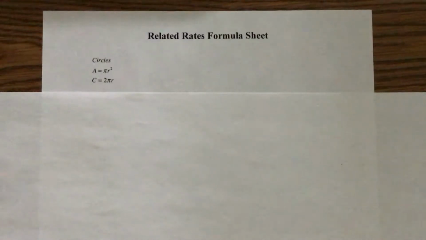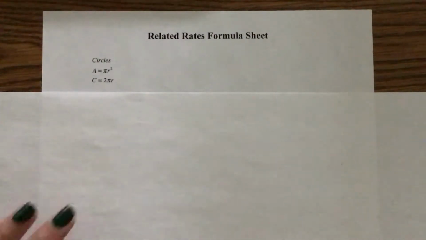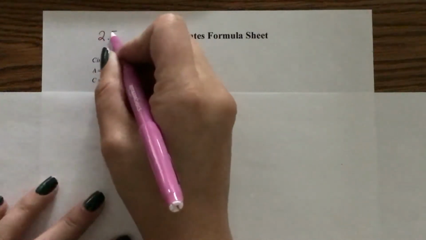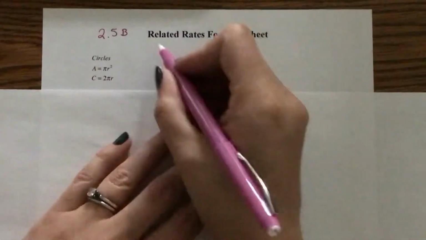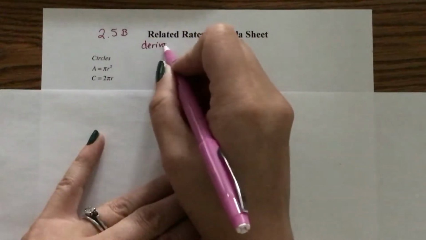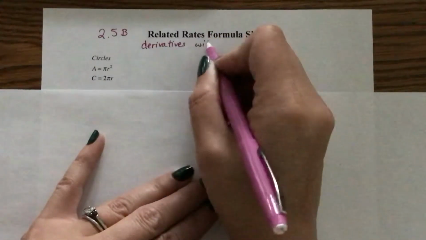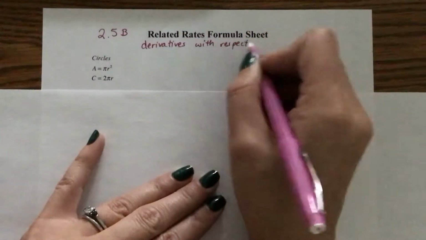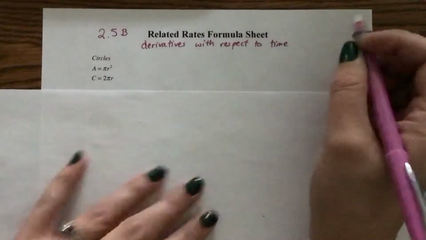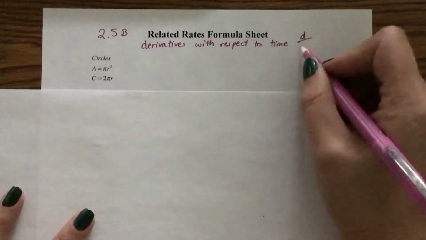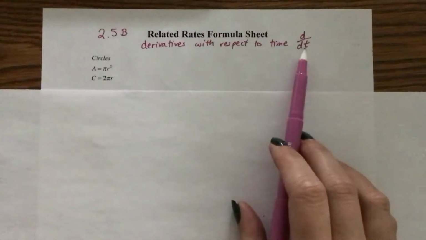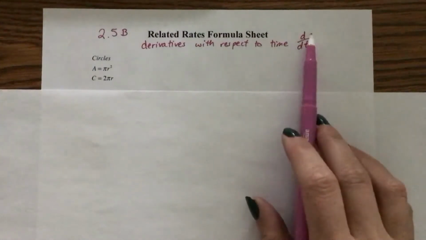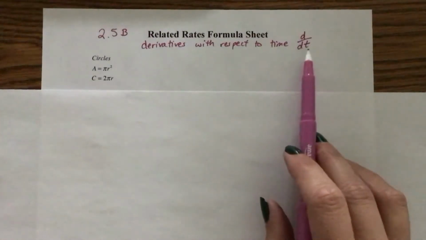But related rates, those formulas work so well with section 2.5, so this is going to be our 2.5b video. We're going to be taking derivatives with respect to time. So instead of d dx, it's going to look like d dt. Every single variable that we take a derivative of that is not a t, we are going to have d and then whatever that letter is, dt.